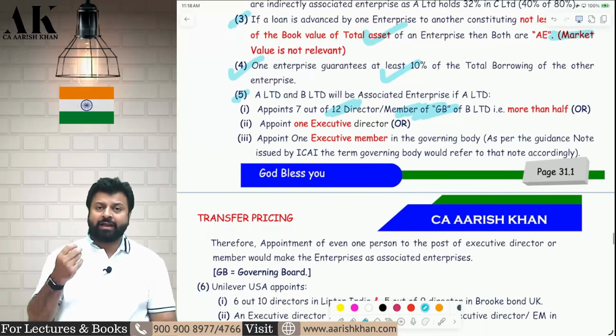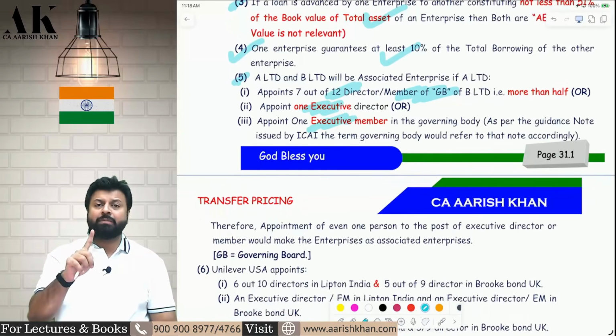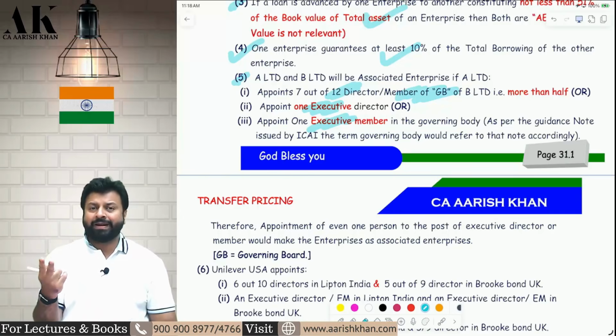Second criteria, if I appoint just one executive director of your company, we both are associate enterprise. Third criteria, if I appoint just one executive member of the governing board, we both are associate enterprise. For normal director and for normal member, it should be more than half. For executive director and executive member, just one is sufficient.